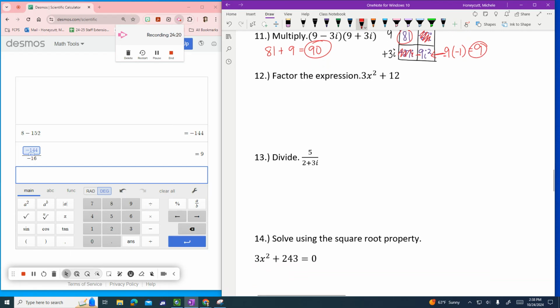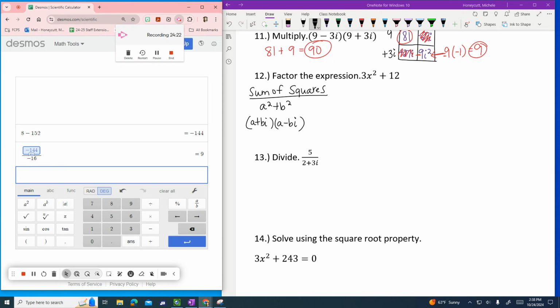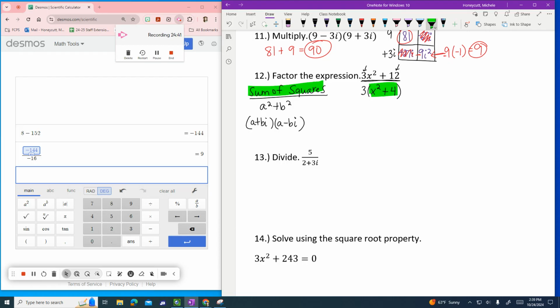For number 12, I'm going to factor. First of all, I'm going to look for a common factor. I noticed I can divide both of those coefficients by 3. So if you factor out a 3, 3x squared divided by 3 is x squared, and 12 divided by 3 is plus 4. And then I notice x squared plus 4 is a sum of squares. The way that you factor a sum of squares is you divide it into parentheses, take the square root of a squared to be a, and the square root of b squared, but we need an i. I'll multiply it out and show you what I mean.